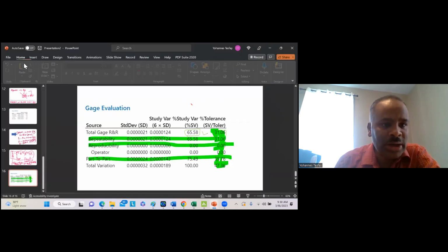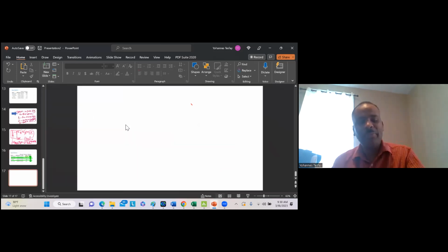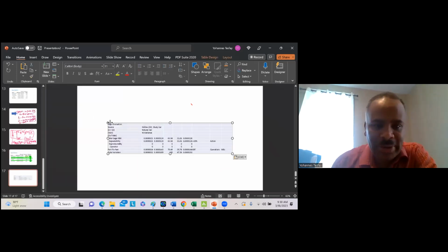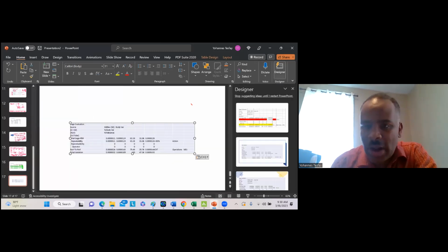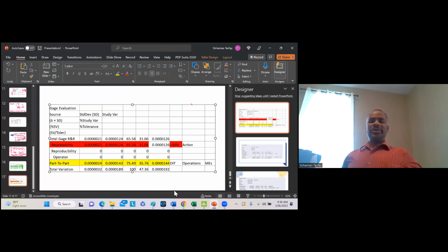So it's one of the most important MSA. You see, one of the most important MSA is a case study. So operations plus MEs just to kill this part-to-part variation. Part-to-part.